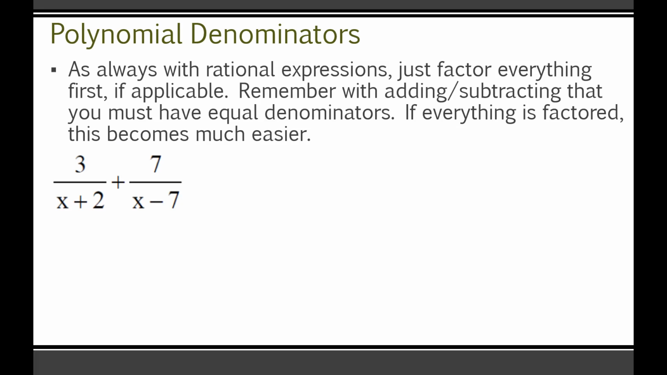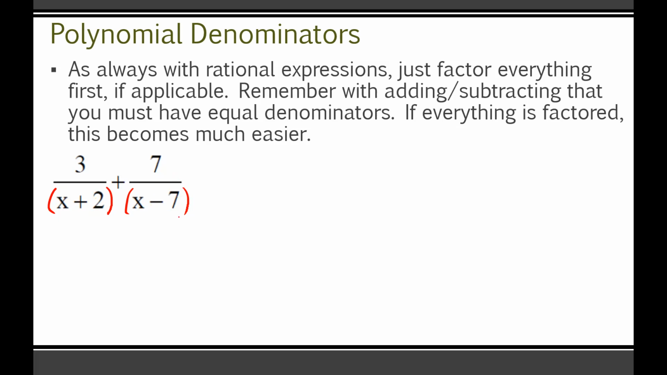Let me show you what I mean with this example here. We have 3 over x plus 2 plus 7 over x minus 7. If we imagine these as factors, because they really are, they're all on their own, I always like thinking about adding and subtracting rational expressions as just building blocks together until you have everything that matches. What I mean by that is this fraction on the left has an x plus 2 block. This one on the right has an x minus 7 block.